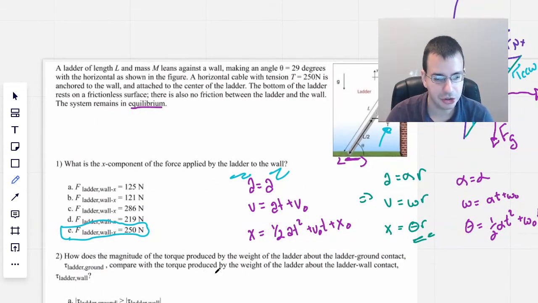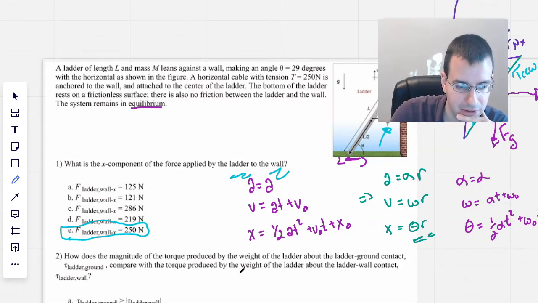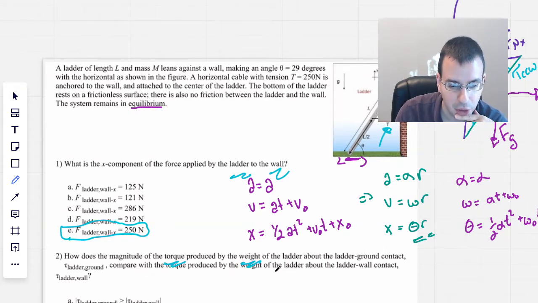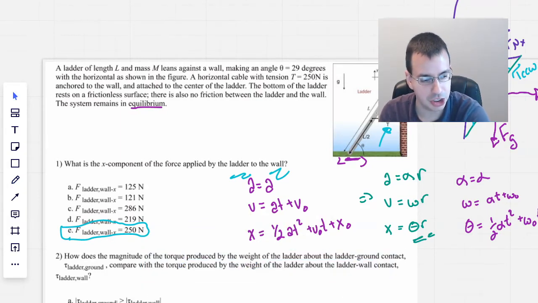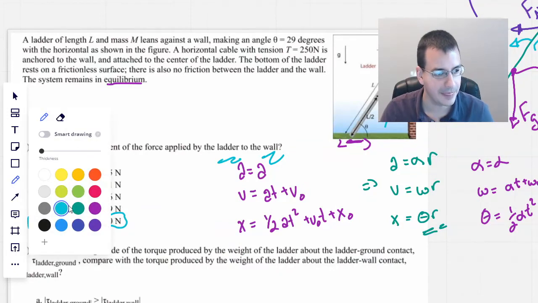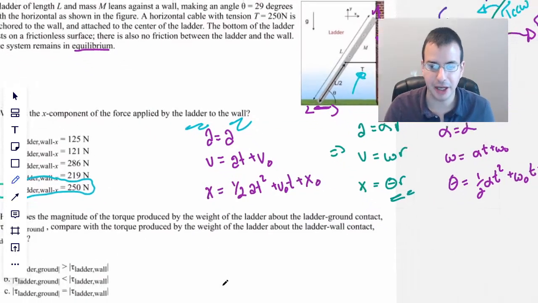How does the magnitude of the torque produced by the weight of the ladder, so we have a torque and weight, so that's the mass times gravity of the ladder and the ground contact, compare to the torque produced by the weight of the ladder and the ladder wall contact? Okay, so this is a seemingly complicated question, which I've already answered, and it's not actually all that complicated.